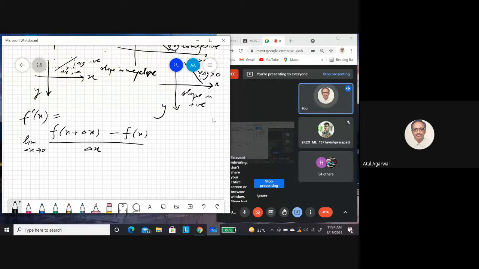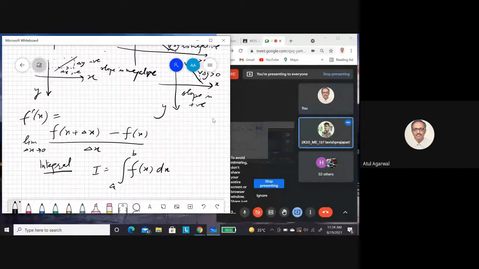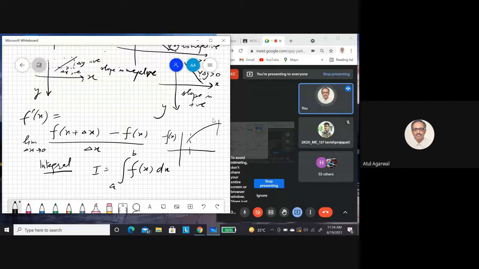And what is an integral? You take any function f(x) dx. Suppose you have to integrate it from a to b. What is the physical meaning of integration? Lavish: Sir, joining of differential parts, every small differential parts. Suppose this is my function f(x). Now I am integrating from a to b. What will I get? Sir, the area under this curve.